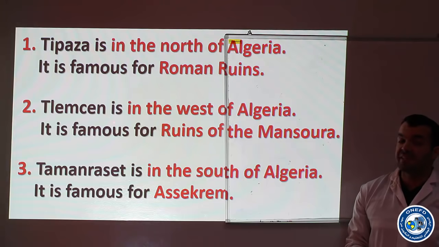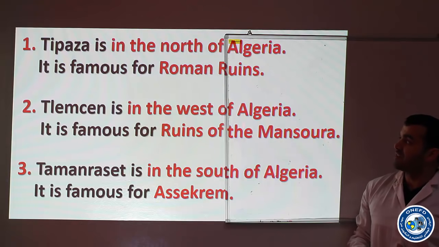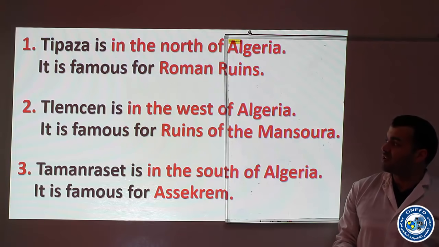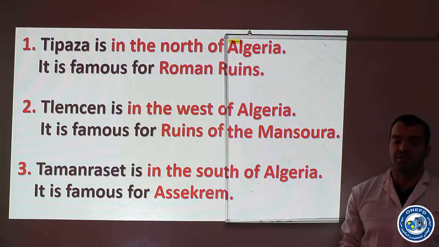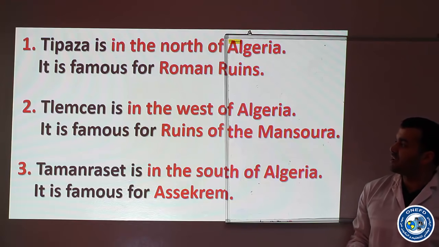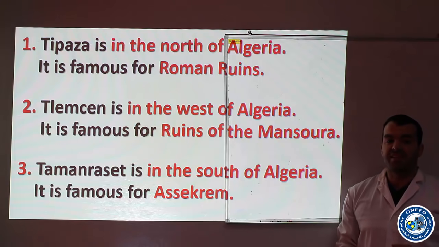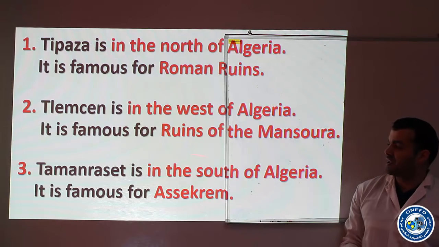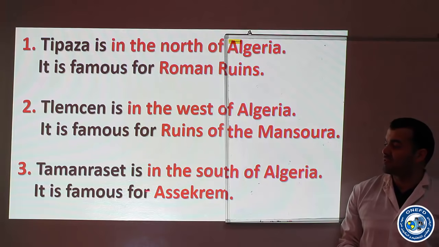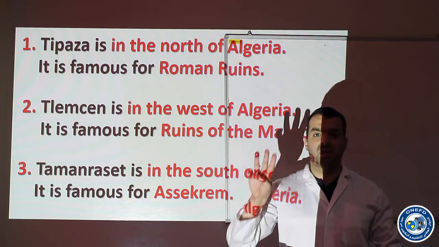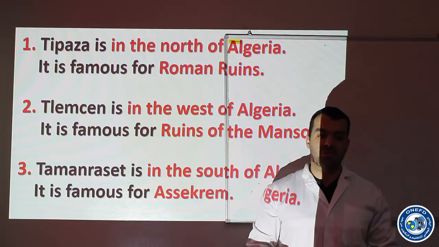Number 2, Tlemcen is in the west of Algeria. It is famous for the ruins of the Mansoura. And finally, Tamanrasset is in the south of Algeria. It is famous for ice cream. Okay, now 3 minutes, please write down the correction.